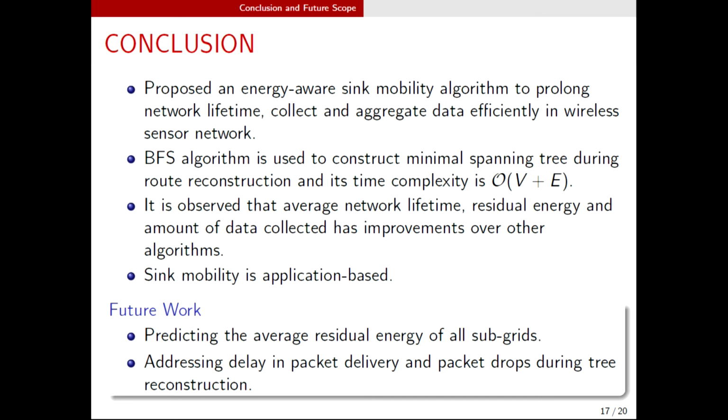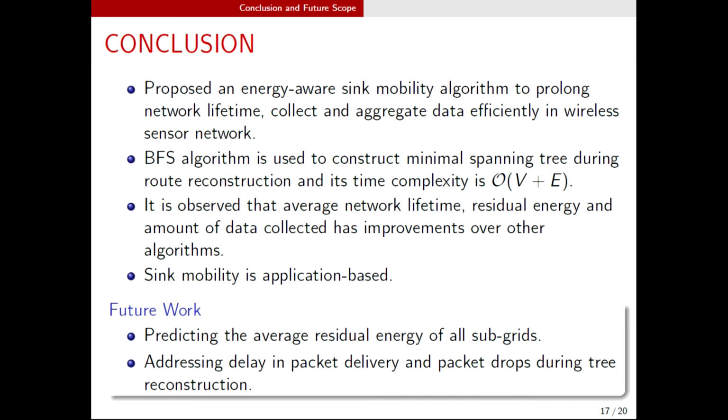Suppose the sink has the option of moving to another subgrid, with 8 options. If we consider more subgrids as the size of the network increases, we need to predict what the residual energy could be if you go in this direction, or in that direction. Based on this, if you could predict the subgrid energy for n steps, the sink will be able to make a proper decision using the residual energy of the nodes. If you do this, you can balance the amount of energy distributed over the network, and ultimately the network lifetime will definitely increase. So this is the overall objective of this work.